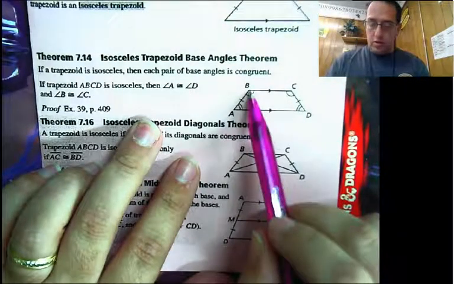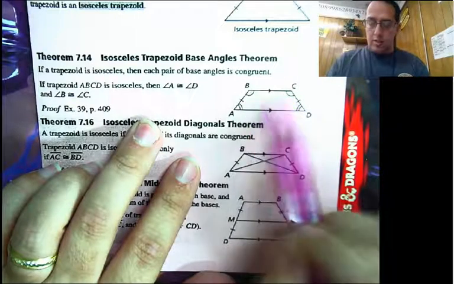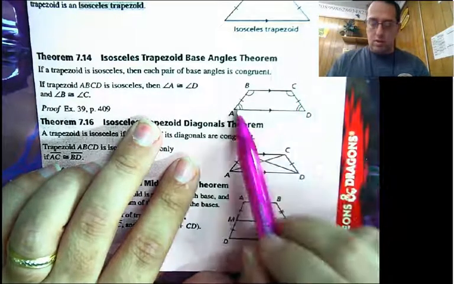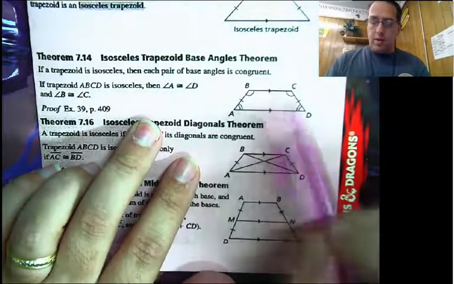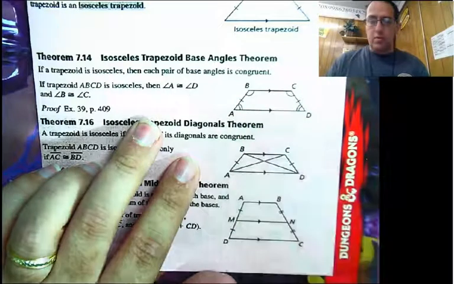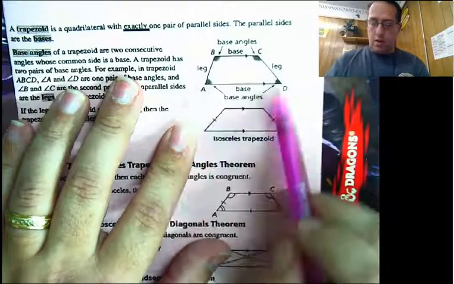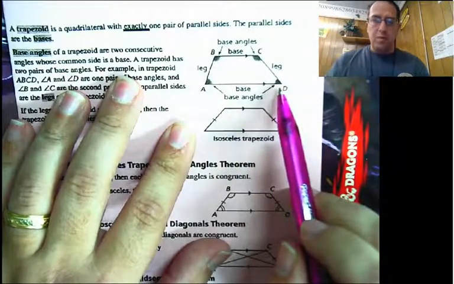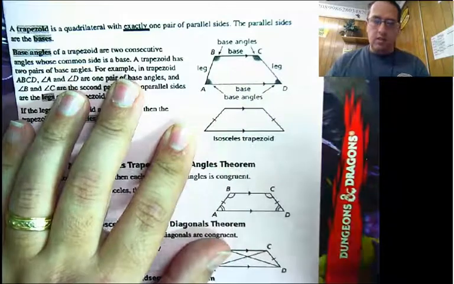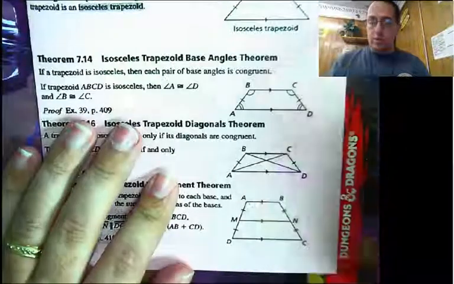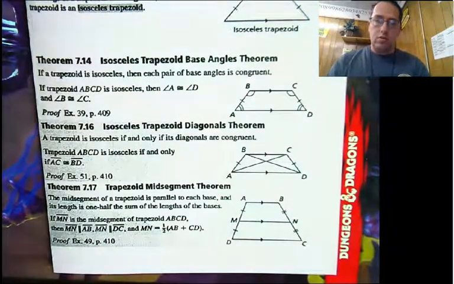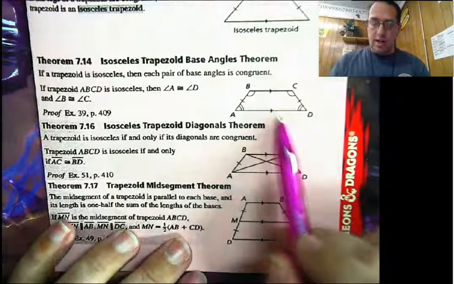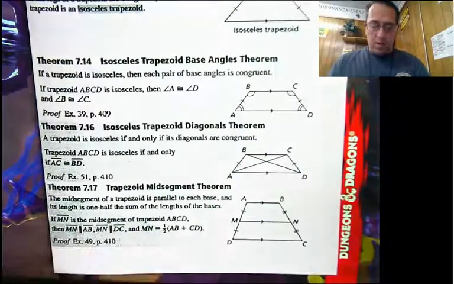So the angles on this base, B and C, are congruent to each other. The angles on the bottom base, A and D, are congruent to each other. The base angles of an isosceles trapezoid are congruent to each other. Now, this does not work for other trapezoids. A and D here are not going to be congruent, because this is not an isosceles trapezoid. But for an isosceles trapezoid, just like for an isosceles triangle, the base angles are congruent. And that's the set of base angles, the pair.